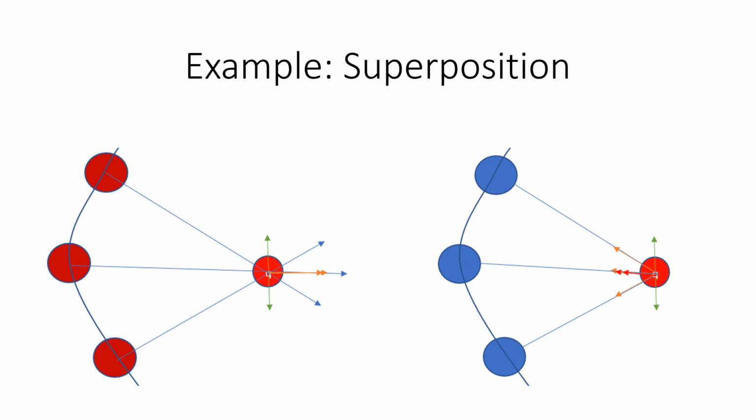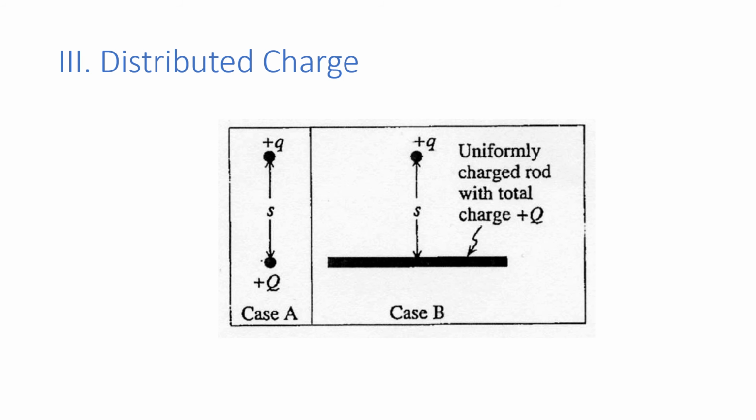Similarly, just like the previous example, we can split it into two components, x and y, and as you can see, the y components cancel each other, so all the force that is remaining is acting along the x-axis on the left. So that is an example of how we can find the net force due to a collection or assembly of charges on our test charge.